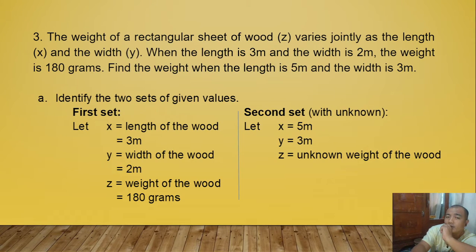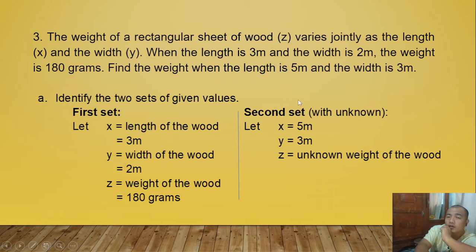Okay, X, length of the wood, 3 meters. Y, width of the wood, 2 meters. Z, weight of the wood, 180 grams. For the second set, X, length of the wood, 5 meters. Y, width of the wood, 3 meters. Z, what will be the weight of the wood? Z. This is what we will look for. So, this will be the variable that we are trying to find out.